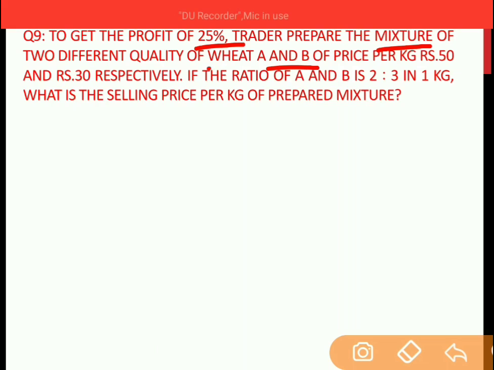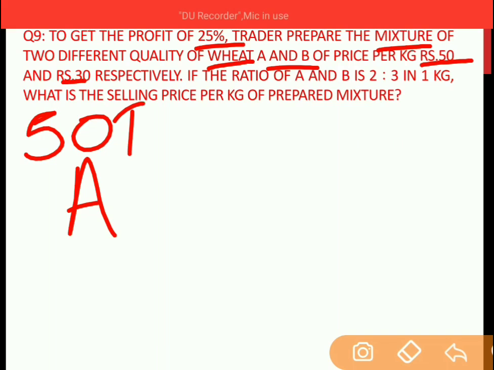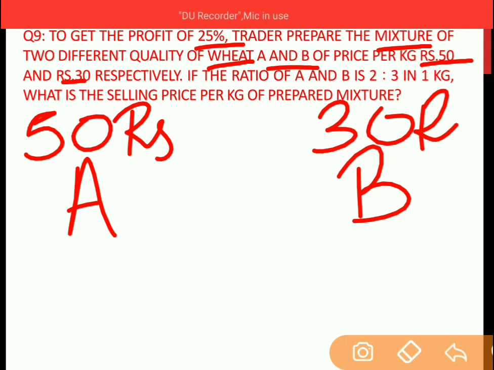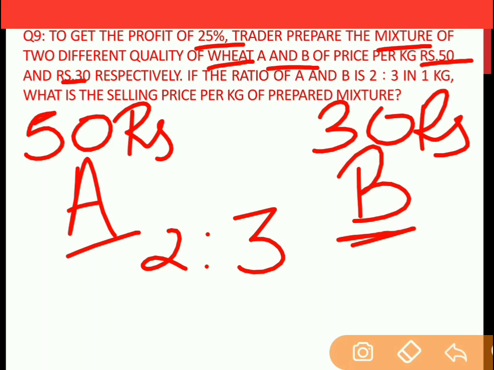This A and B is nothing but wheat A and wheat B having prices of 50 rupees per kg and 30 rupees per kg. So let's say that wheat A has a cost price of 50 rupees per kg and wheat B has a cost price of 30 rupees per kg. Now these 2 wheats are mixed in the ratio 2:3, meaning 2 parts of wheat A and 3 parts of wheat B are mixed. Once that is done, you will get a mixture of 1 kg.